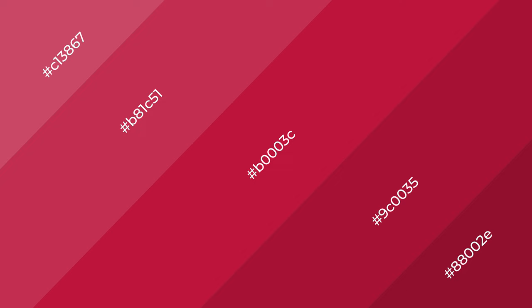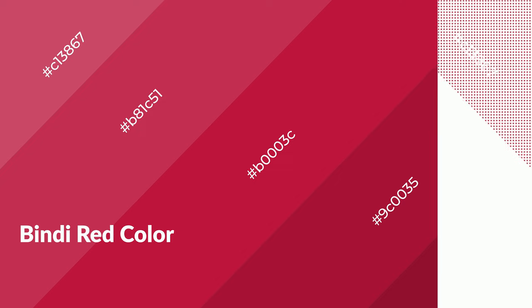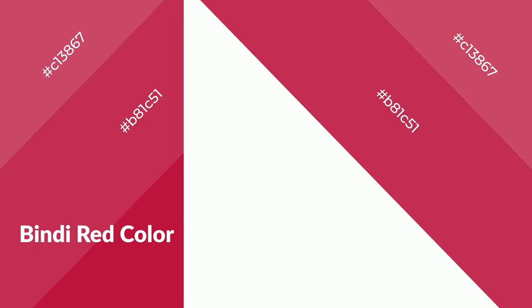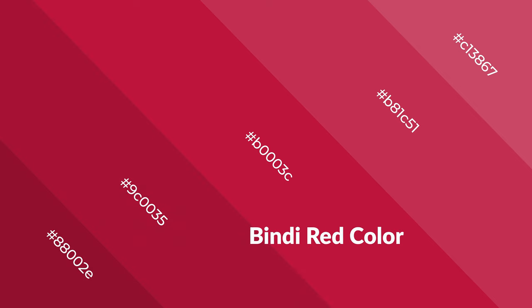Bindi Red is a warm color, and it emits cozier and active emotion. Warm colors are symbols of warmth, fire, heat, and sunshine. It also evokes joy, passion, love, and even anger emotions. You can see them used in restaurants and gyms.